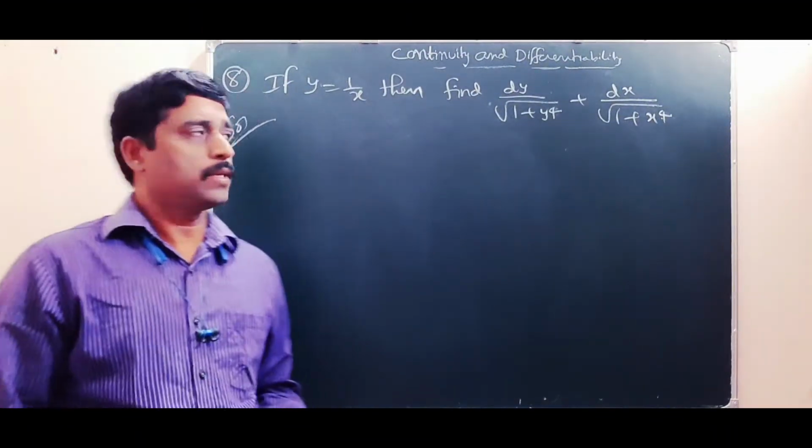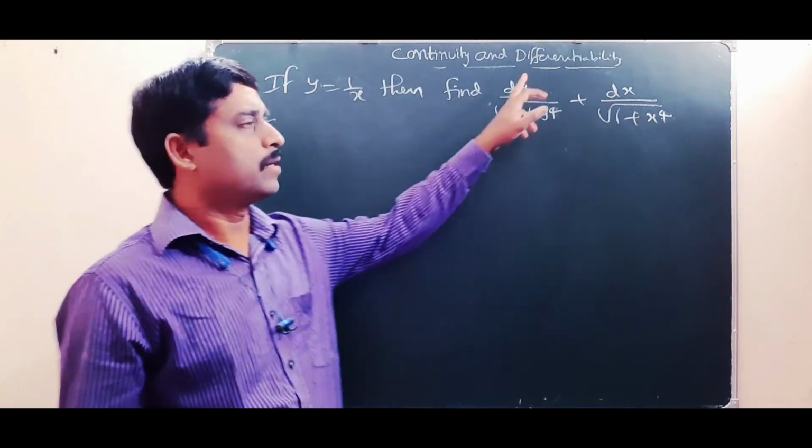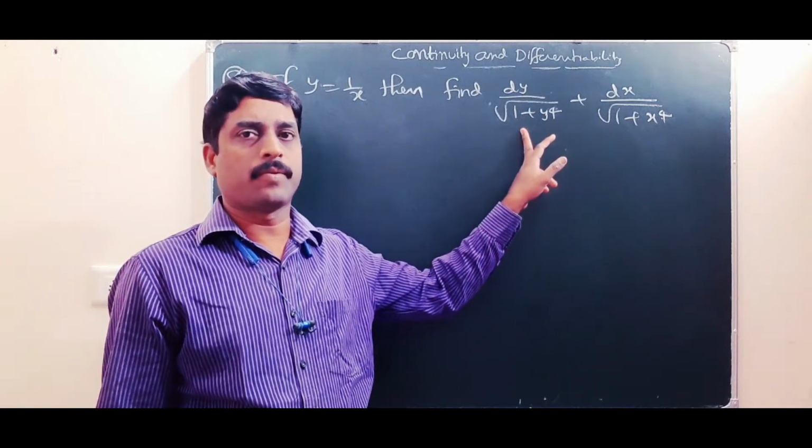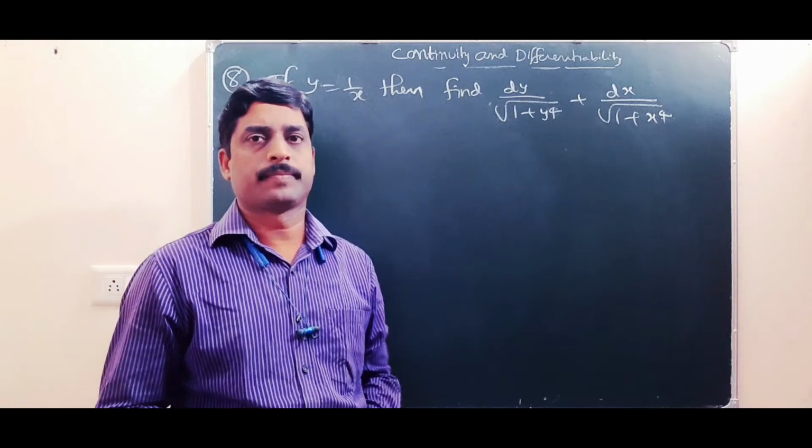Okay, moving on, next question. The value of y is given as 1 by x. Then we have to find dy by root under 1 plus y to the power 4, plus dx by root under 1 plus x to the power 4.